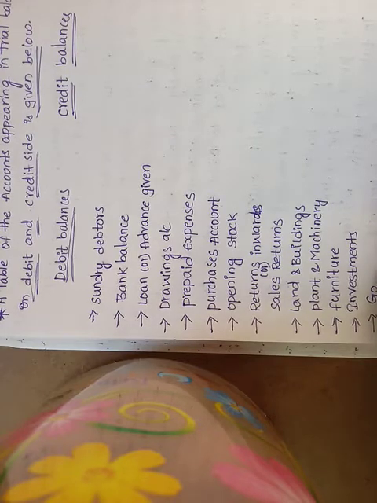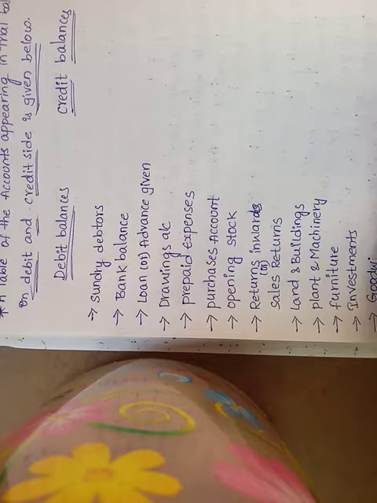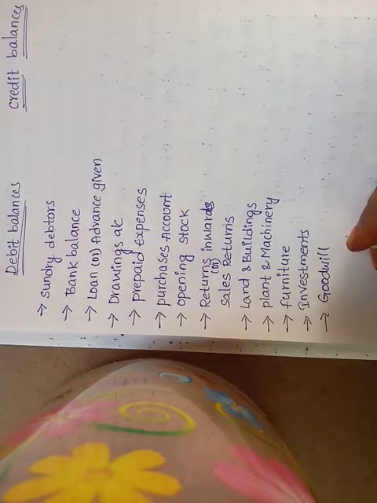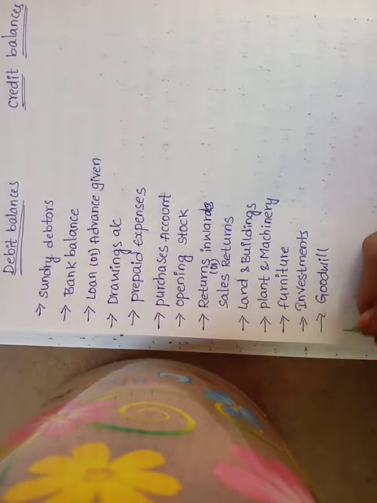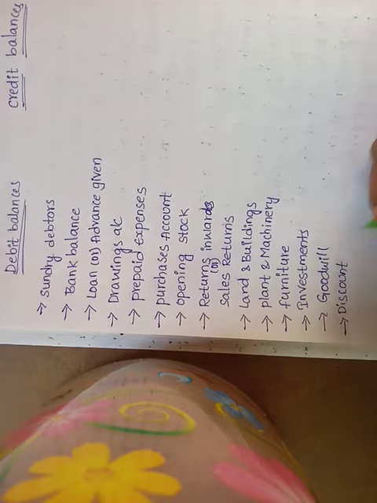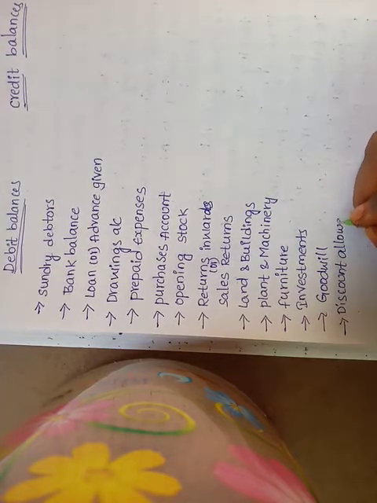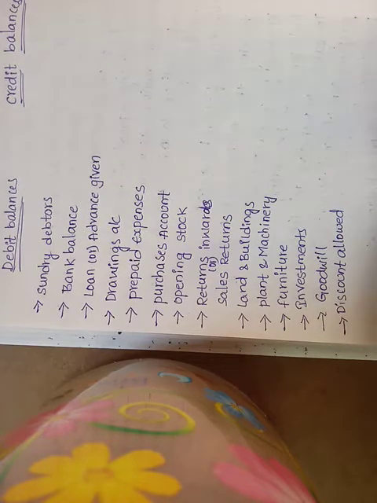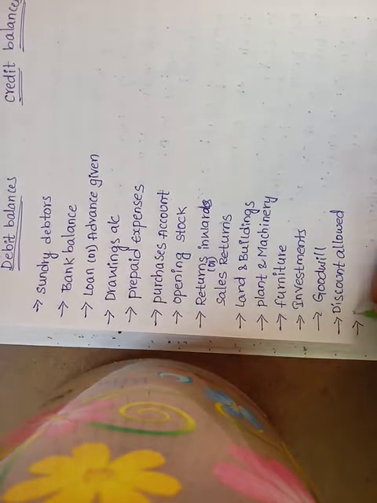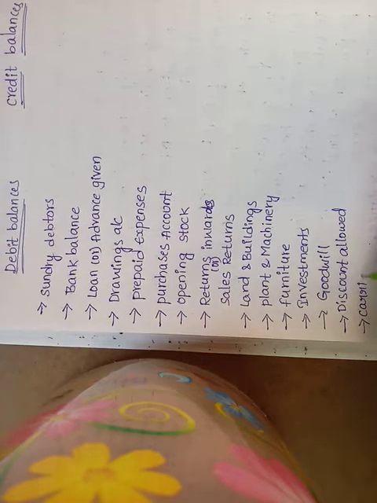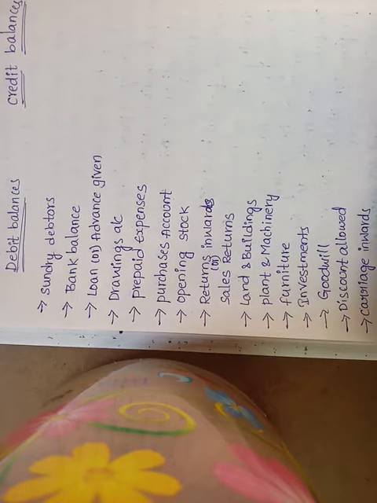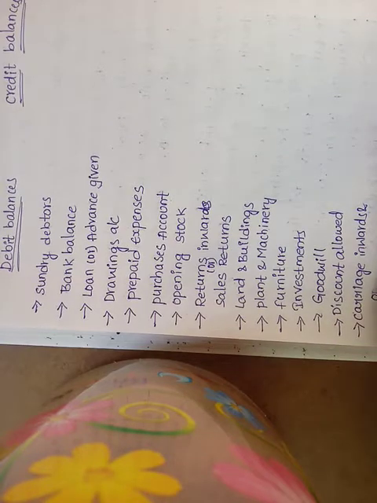Next, goodwill. Goodwill is also an asset, an intangible asset. Next, discount allowed. Carriage inwards and outwards.